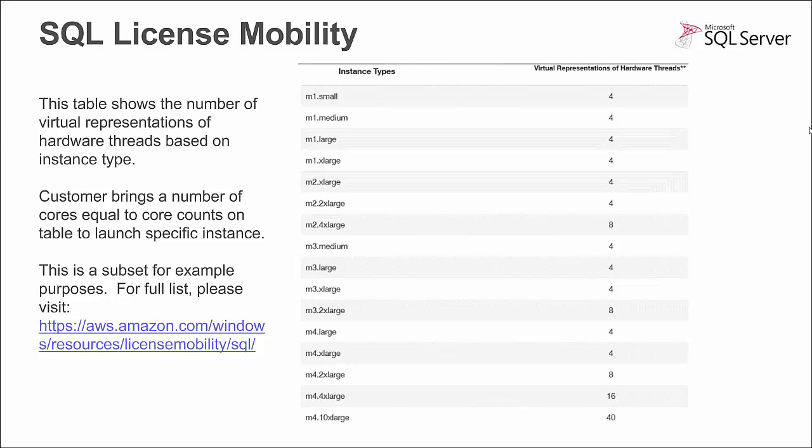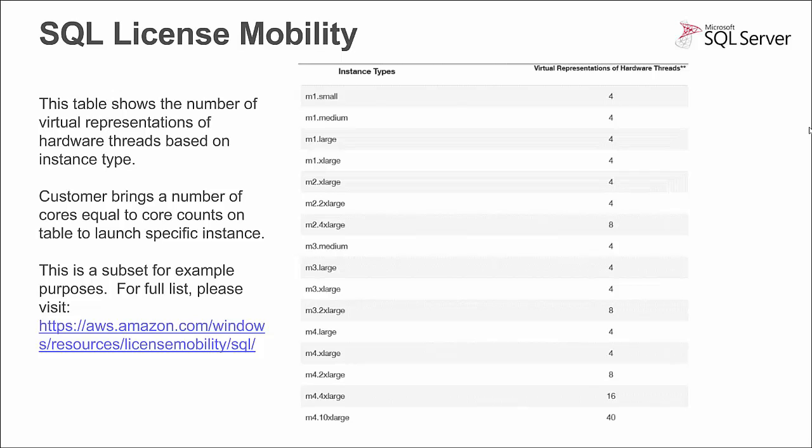So here's the SQL license mobility chart that I mentioned, and what this does is represent the number of hardware threads based on the instance type that you want to deploy in the AWS Elastic Compute Cloud. So you can see we have a range here on the slide from the M1 instance to the M4 10XL, right? So from small to 10XL, different hardware thread requirements ranging from 4 to 40 that you need to keep in mind.